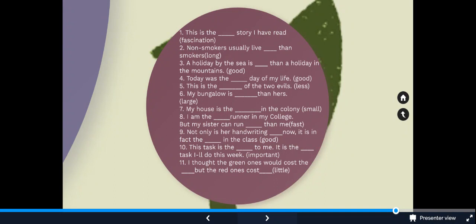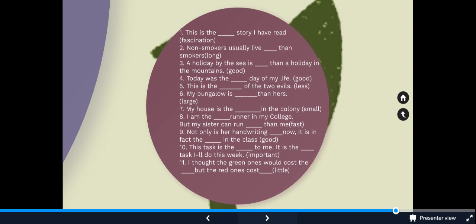Yes, again you have some sentences from the textbook. This is the dash story I have read. You have the word the, determiner the. So you have to use superlative degree. The most fascinating story I have read. Second one, non-smokers usually live dash than smokers. Yes, longer than smokers. A holiday by the sea is dash than a holiday in the mountains. Comparative degree of good, because in the sentence we have the word than, better. A holiday by the sea is better than a holiday in the mountains.